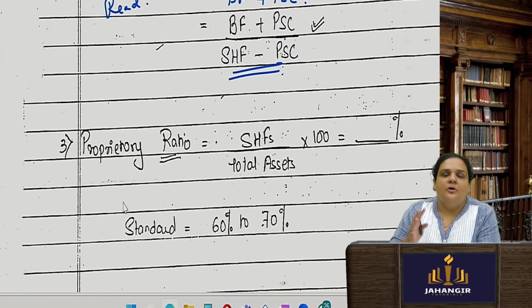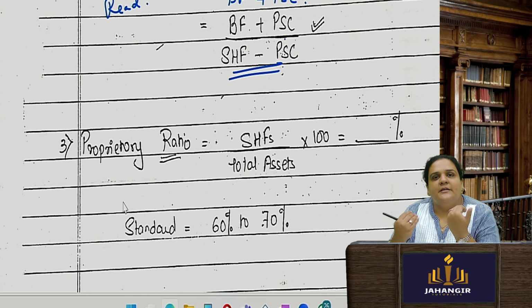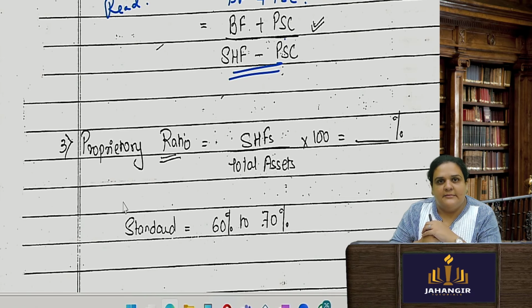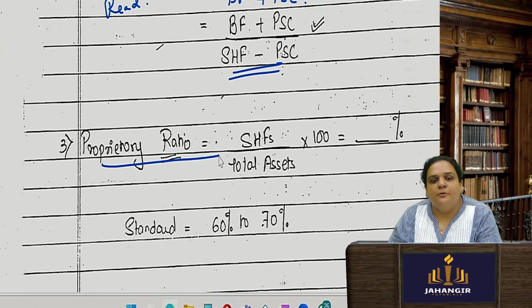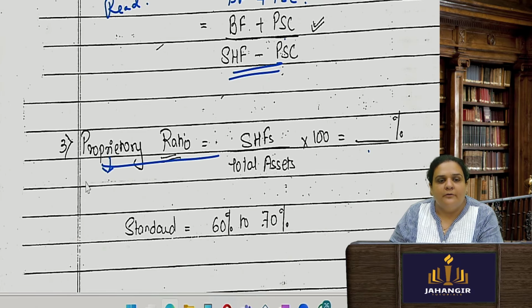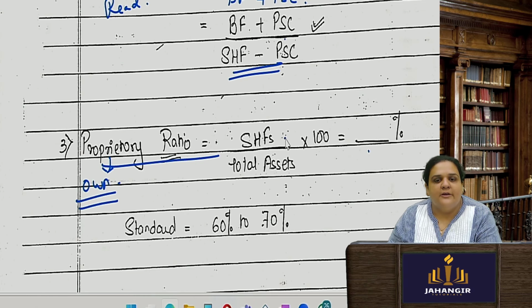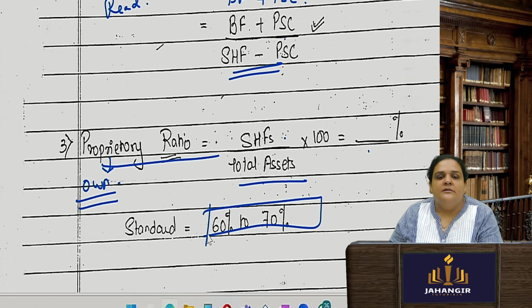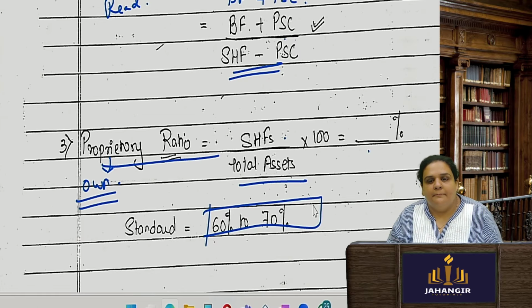Proprietary ratio: entire shareholders' funds upon your total assets. Okay. How much of your own funds are you using against your total assets? That will give you the proprietary ratio in the form of percentage. Proprietary, own. So own funds, shareholders' funds, upon total assets, into 100. Standard is 60% to 70% minimum. Okay.